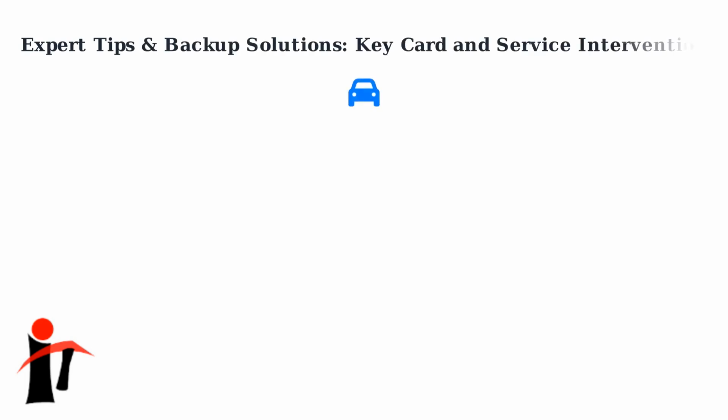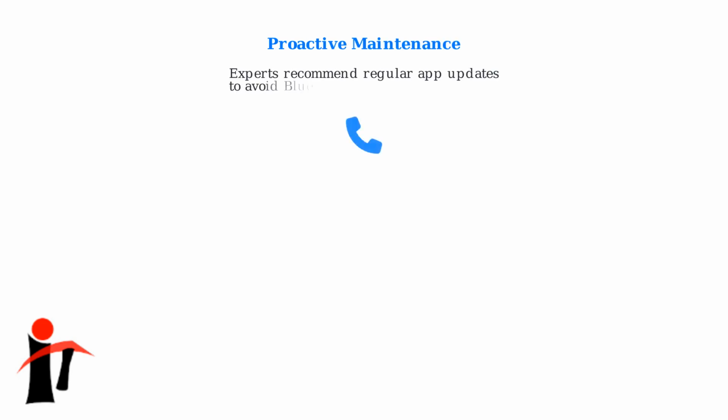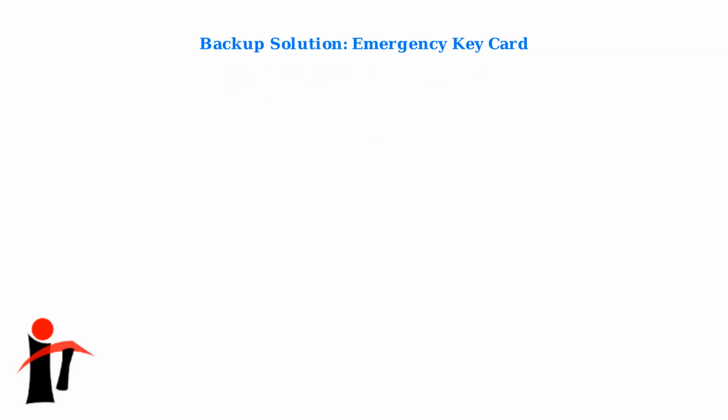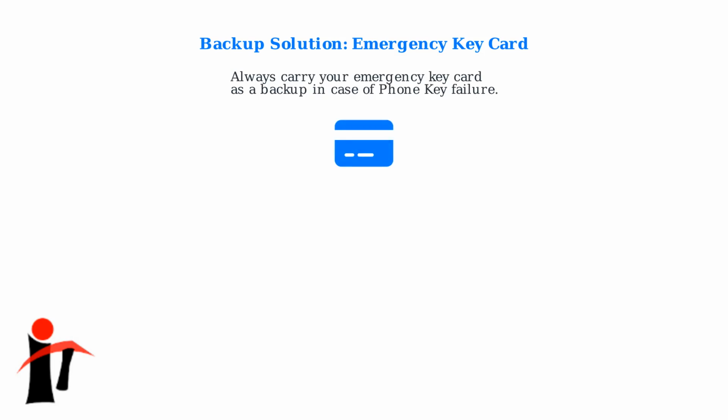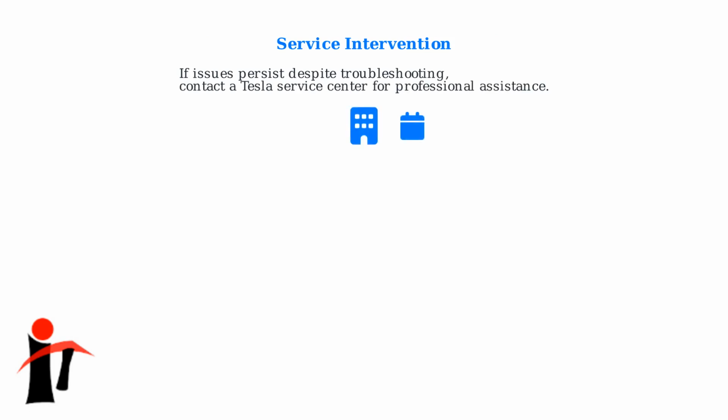Expert tips for handling Tesla Model 3 Bluetooth key issues include proactive maintenance and reliable backup solutions. Experts recommend proactive maintenance, such as regular app updates, to avoid Bluetooth key escalations. Always carry your emergency key card as a backup in case of phone key failure. If issues persist despite troubleshooting, contact a Tesla service center for professional assistance.